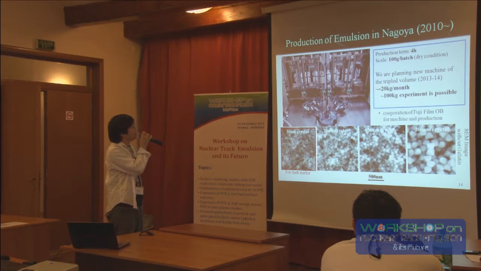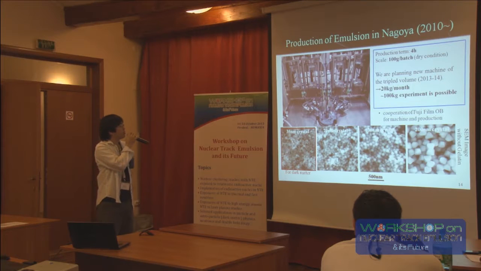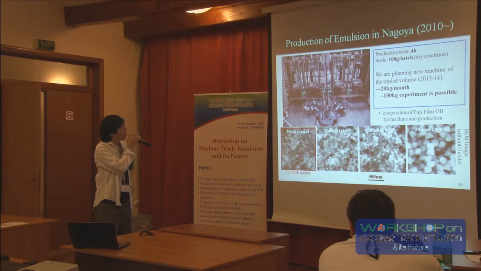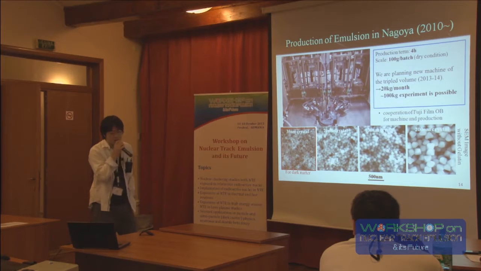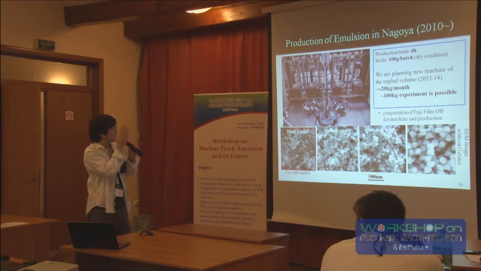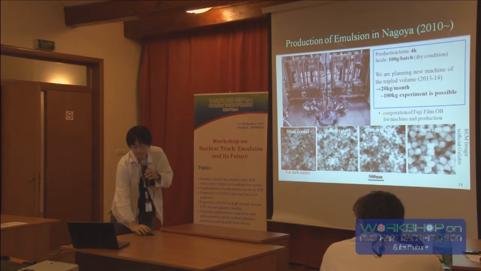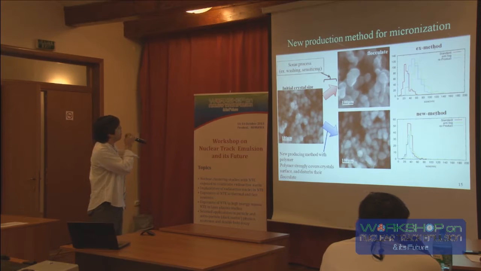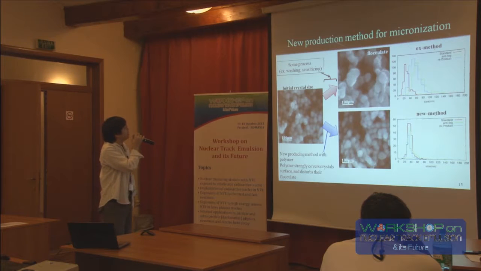And we are planning a new machine of the triplet volume. This machine can produce 20 kilograms per month, so we can do about 100 kilogram scale experiments. So we can do such a 25 kilogram experiment to cover the DAMA region with this new machine. Of course, the micronization is very difficult, but I found a new method to produce fine grains.